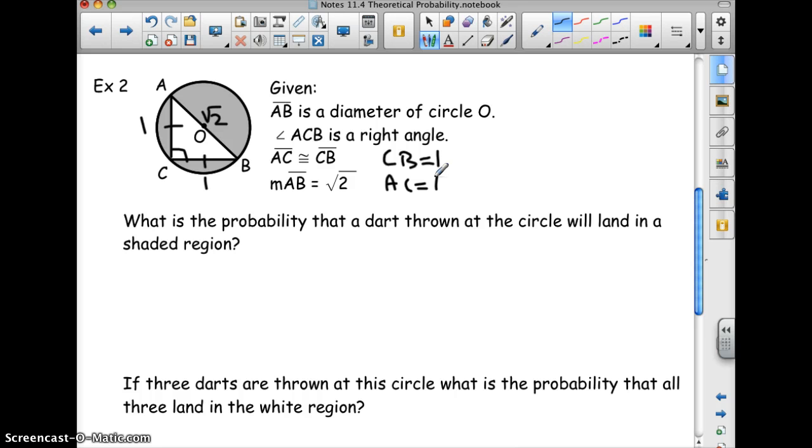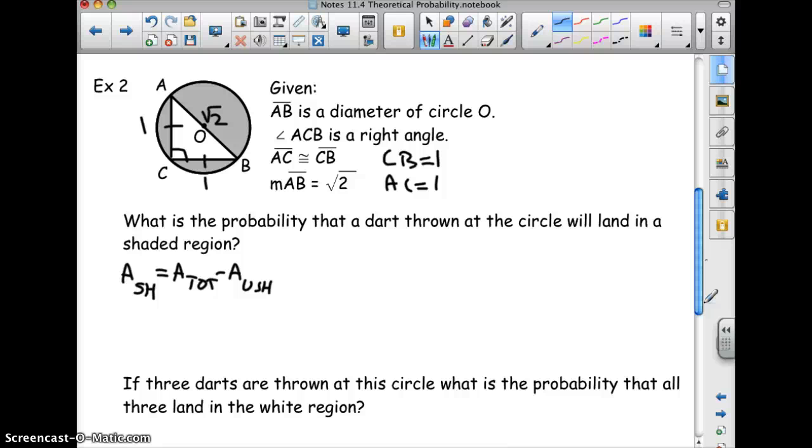All right, so what do I know? What is the probability that a dart thrown at the circle will land in the shaded region? So I actually want to find the area of the shaded region. In order to do that, I'm going to take the total area and subtract the unshaded. So the area of the shaded region is equal to the total area minus the unshaded, or non-shaded, area. We'll just do USH, unshaded. And I'm doing it that way because the unshaded area is just a nice triangle.